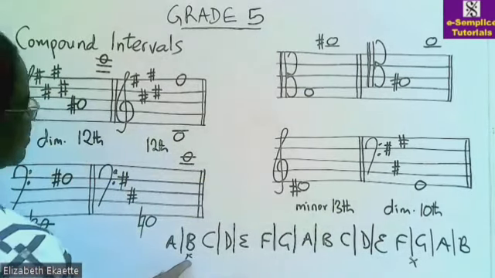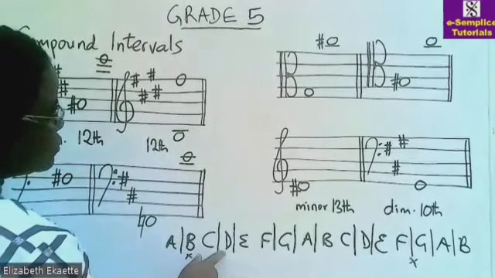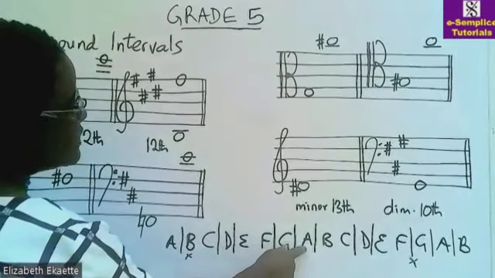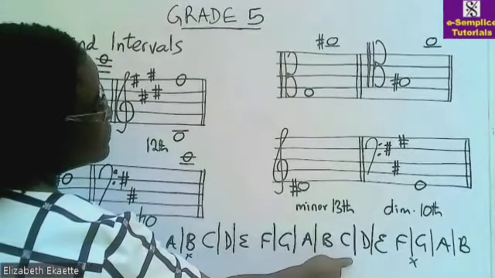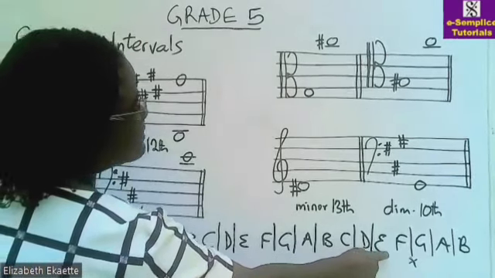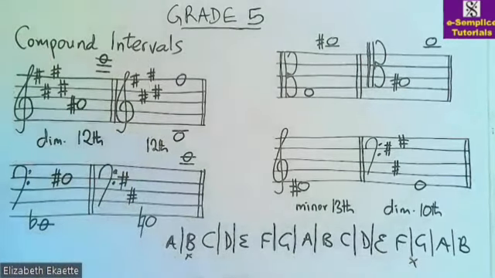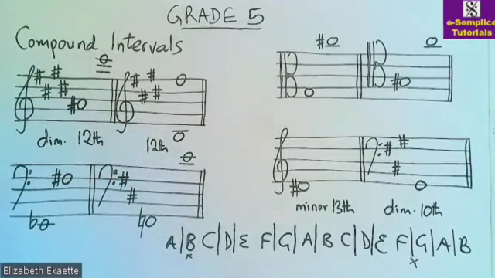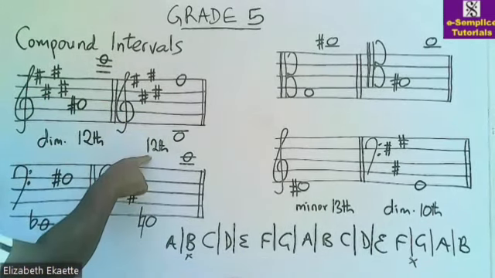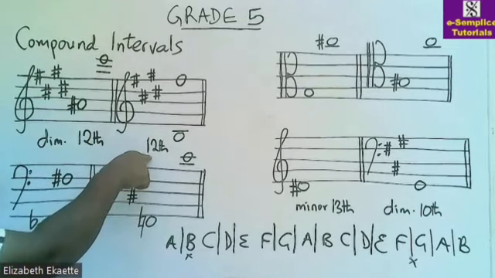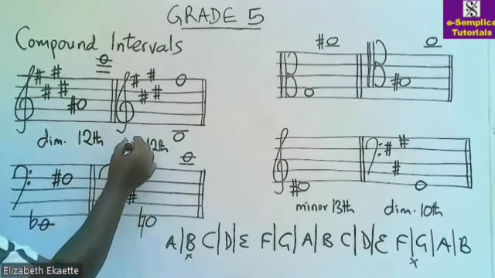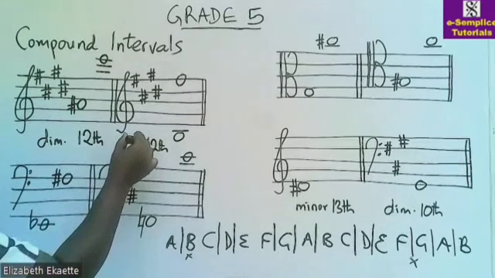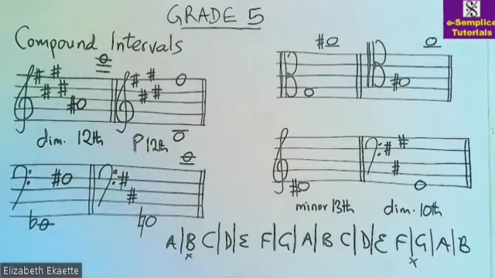Now let's count the semitones. I have 1, 2, 3, 4, 5, 6, 7, 8, 9, 10, 11, 12, 13, 14, 15, 16, 17, 18, 19. So I have 19 semitones. From my table, I already know that a 12th interval that has 19 semitones is a perfect 12th. Perfect 12th. Let's move to this one now.